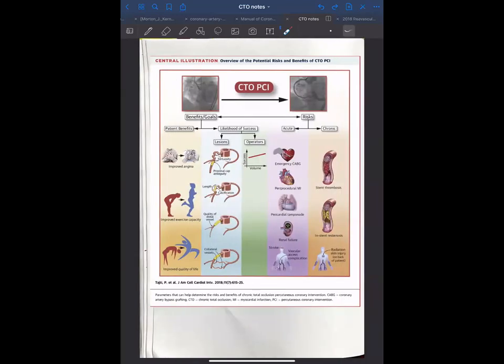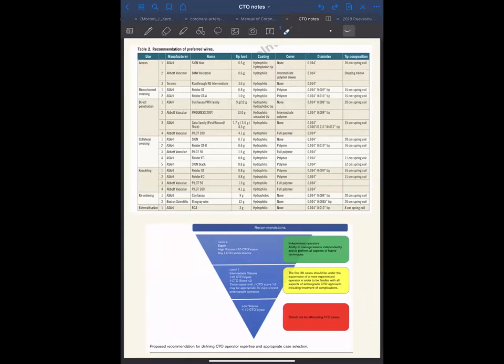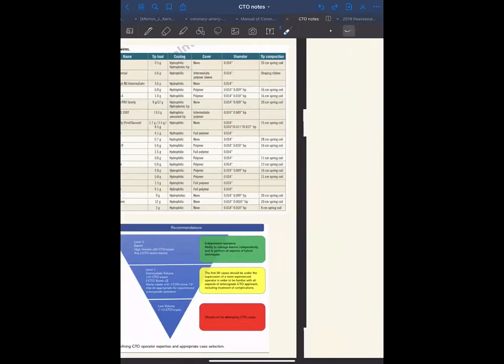So this is just a central illustration of what I have spoken till now from the recent article in JACC on CTO. And again, the recommendations currently with the CTO expert club are that if it's a high volume center, then you can attempt any JCTO score. If it is an intermediate volume, if they're doing more than 10 CTOs per year, then only JCTO less than 2 can be attempted. And again, the first 30 cases should be under a proctor. And if you are doing less than 10 CTOs, you should not attempt any CTOs. So that's the end of it.